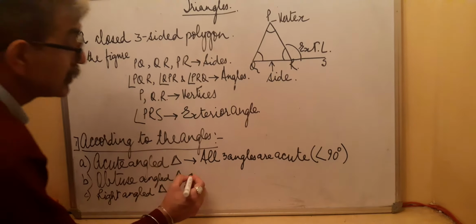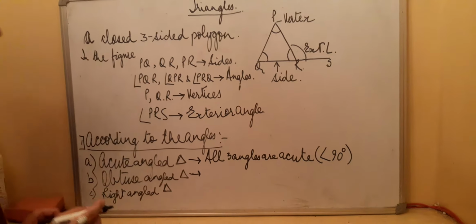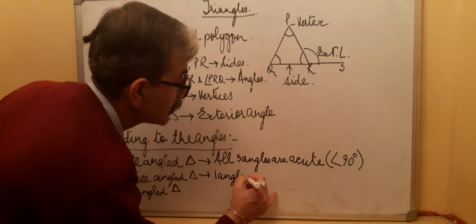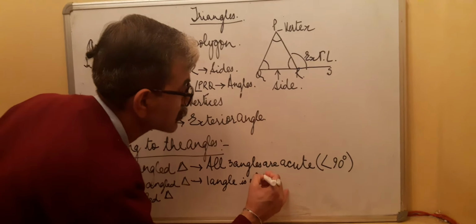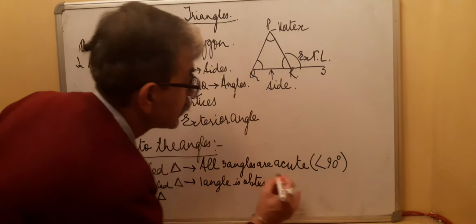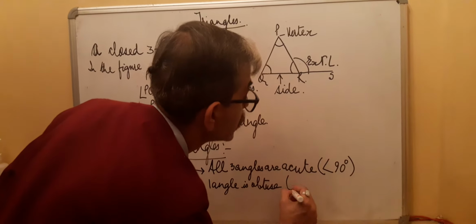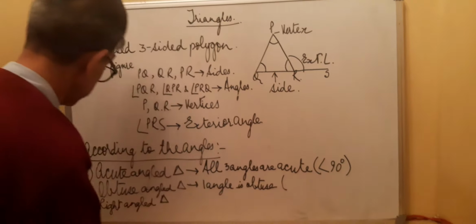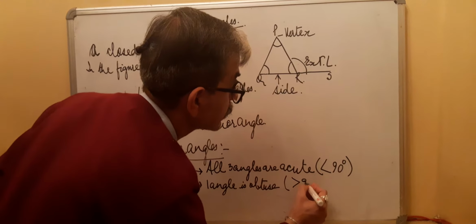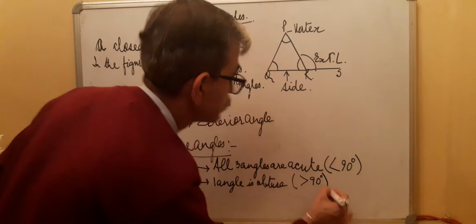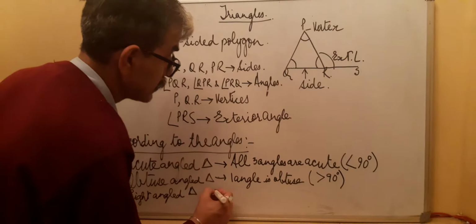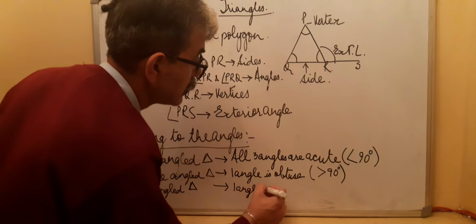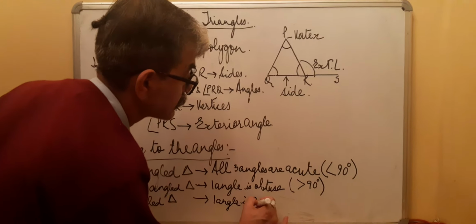Obtuse angle triangle is a triangle in which one angle is obtuse. And what is an obtuse angle? Angle greater than 90 degrees. And right angle triangle is a triangle in which one angle is equal to 90 degrees.